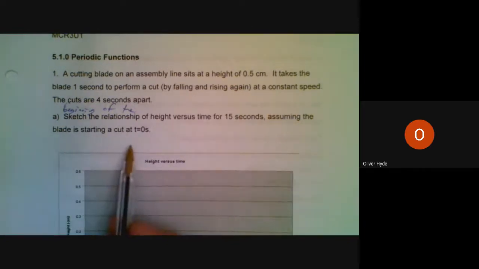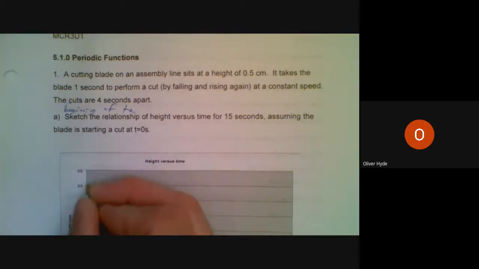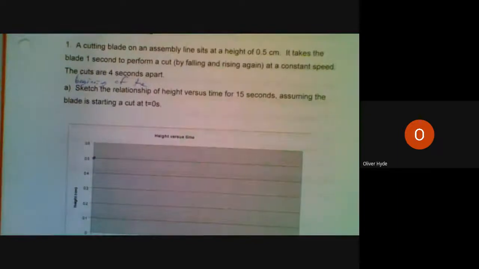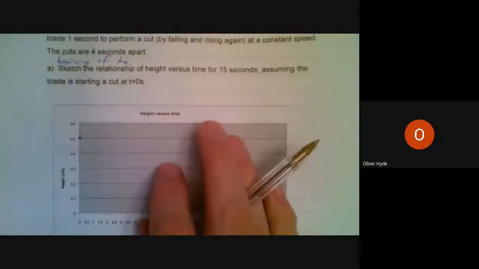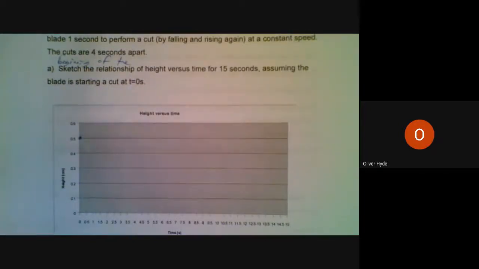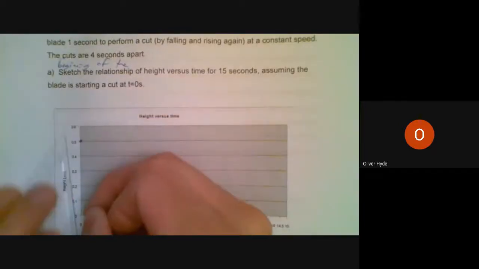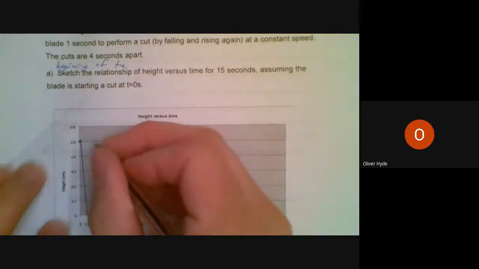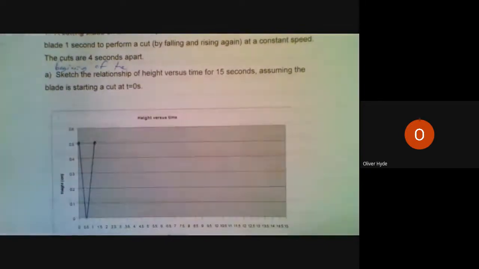blade is starting a cut at 0 seconds. So if it's starting a cut at 0 seconds, it would be at its initial height of 0.5. And then it says it takes 1 second to perform the cut by rising and falling. And I'm going to assume that it goes all the way down to the actual height of the surface, and then back up here at the end of 1 second, doing so in a continuous manner, and that's why I'm drawing a solid curve.